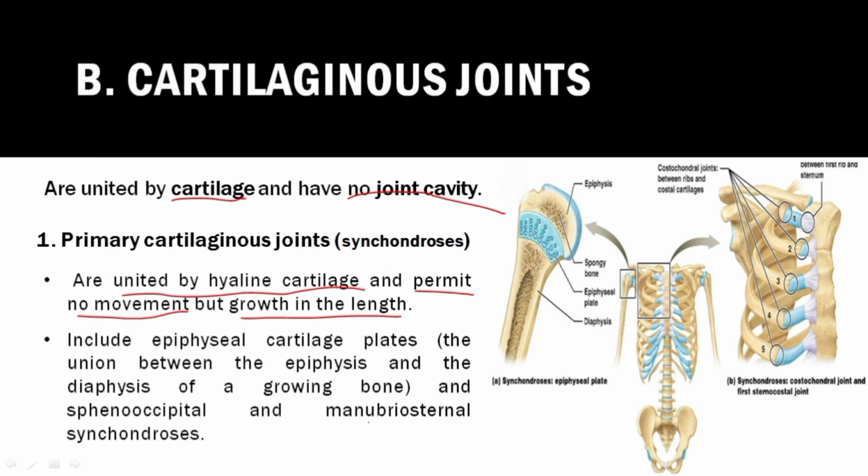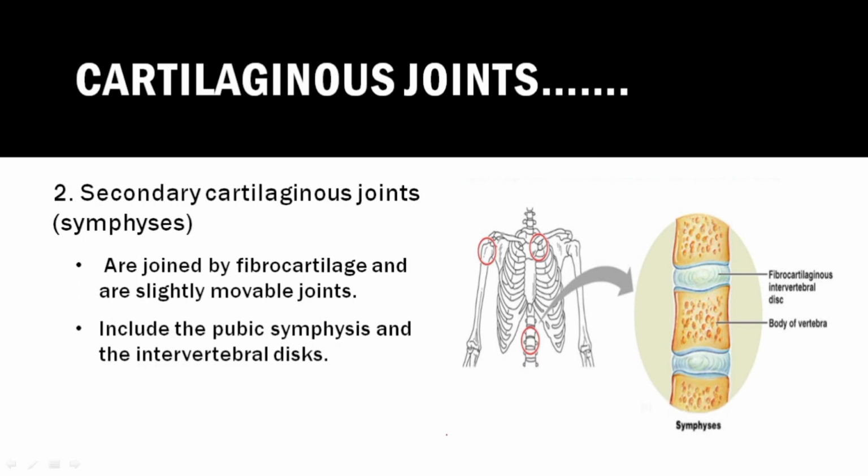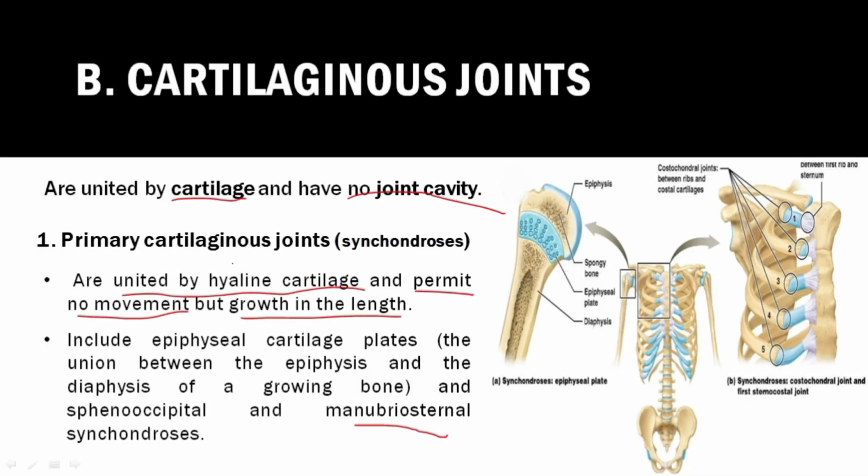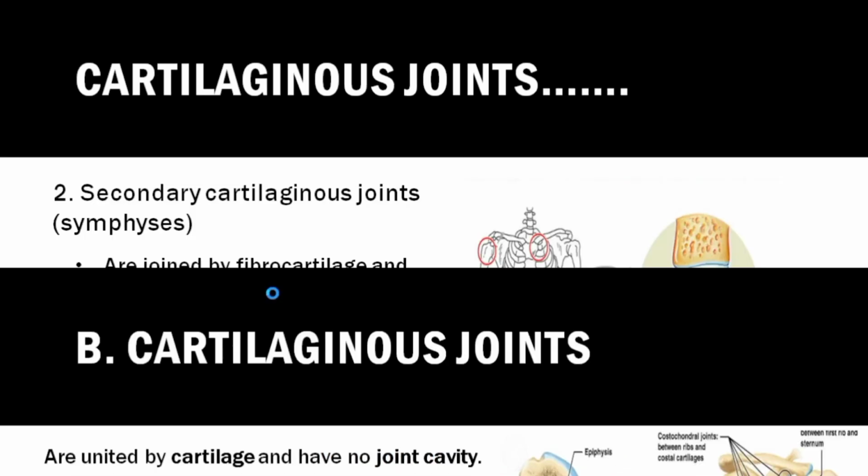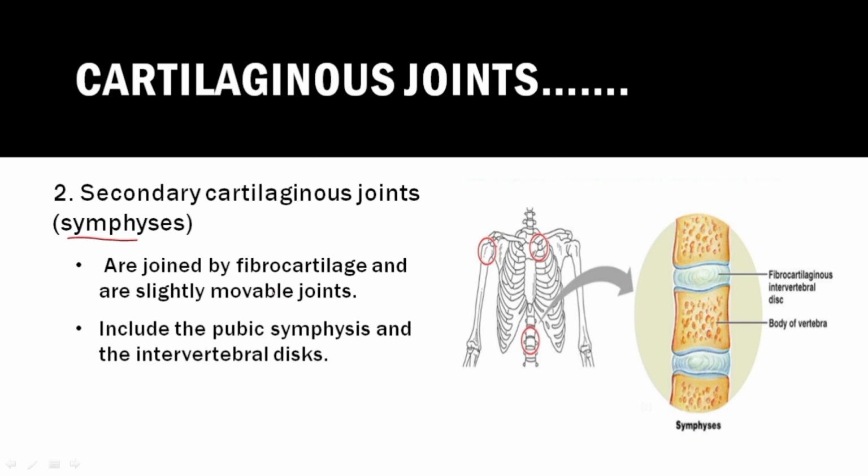They include the joint between the manubrium and the sternum, forming the manubriosternal synchondrosis. Secondary cartilaginous joints are also called symphysis, and they are joined by fibrocartilage. Primary cartilaginous joints are joined by what? Hyaline cartilage, whereas secondary cartilaginous joints have fibrocartilage.